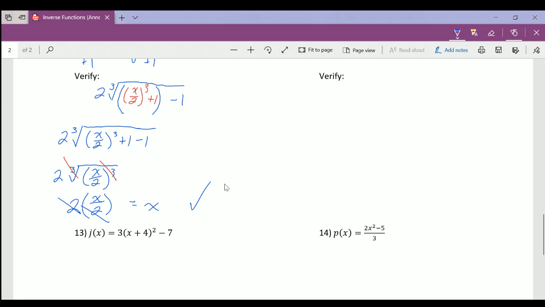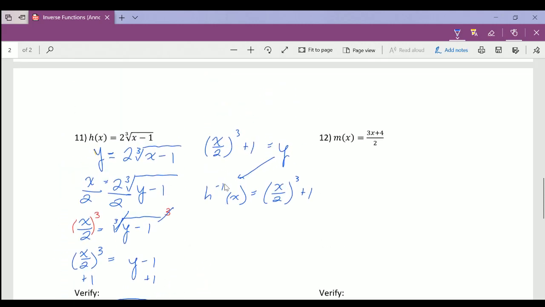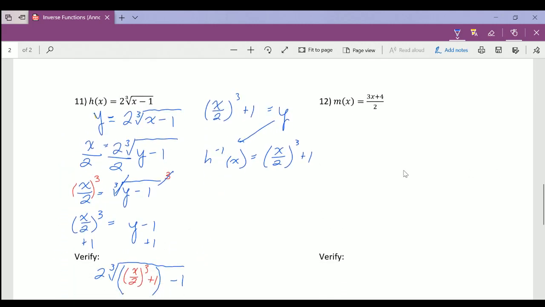Looking at that one for verifying, got a little bit more interesting. Let's see what happens with this one. We're doing m of x. Again, start by changing it from function notation to just standard xy notation. And then swap the x and the y. And then here we're going to solve for y.